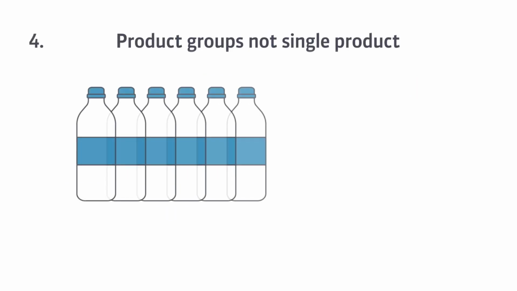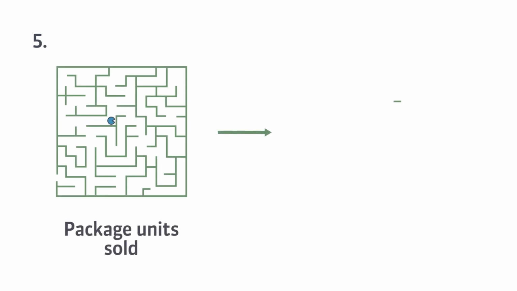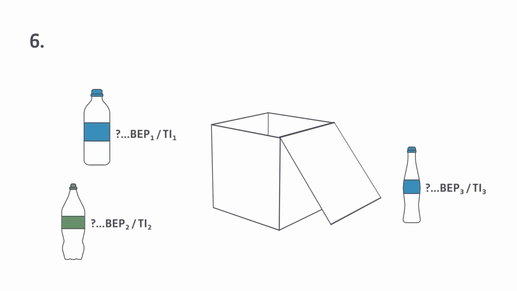For this reason, companies tend to analyze product groups rather than individual products. To handle the increased complexity is to switch from the package unit sold to the package sales revenue approach. But the package break-even point in sales or package target income in sales avoids the profitability of individual products.